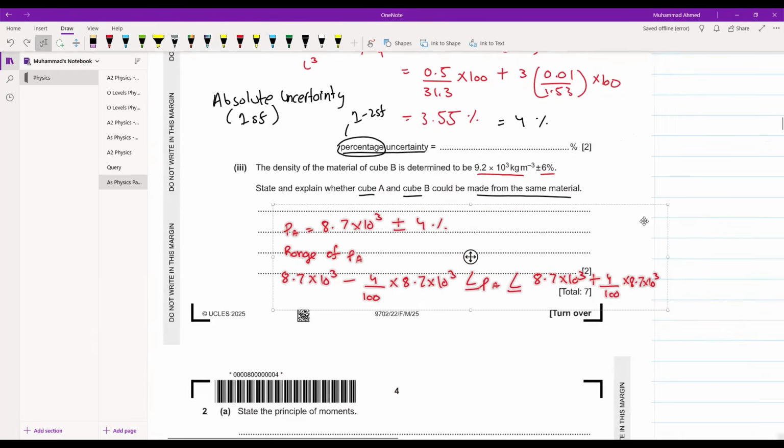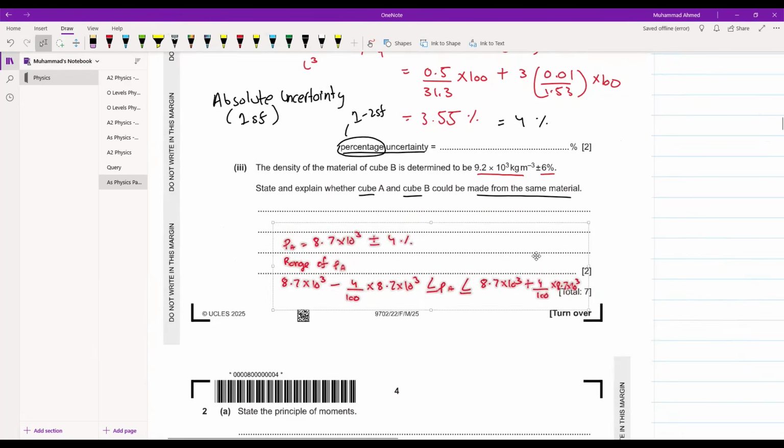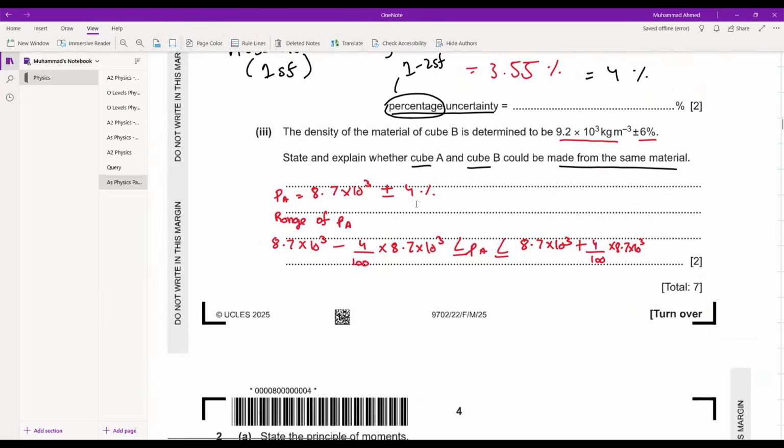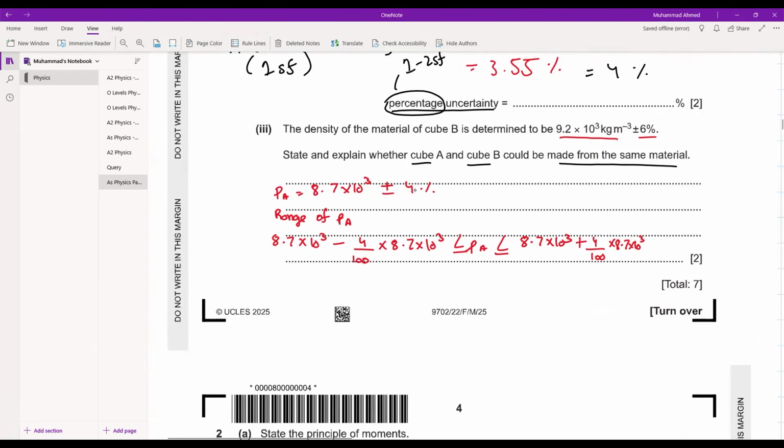So can you form a range of the densities of A? Yeah. How did I form the range of densities of A? I took plus 4% to find the upper bound, minus 4% to find the lower bound. Let's calculate the range of densities of A. 8.7 into 10 raised to the power of 3 minus 0.04 into 8.7 into 10 raised to the power of 3. This comes out to be 8350.